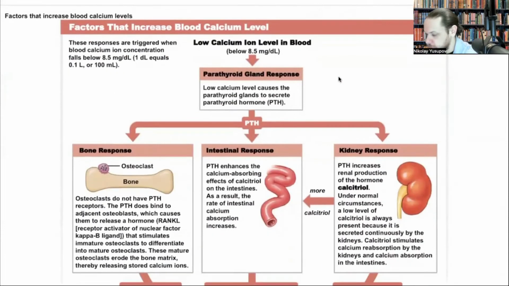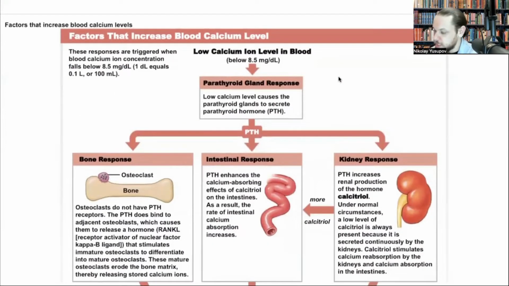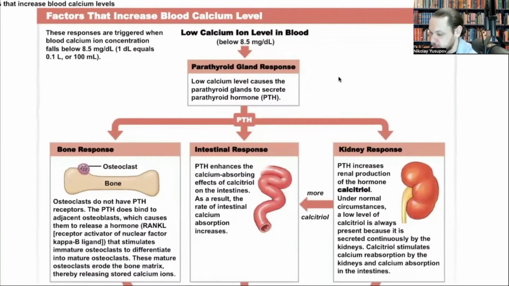So here they give you an example. They say low calcium ion levels in the blood, for example 8.5 milligrams per deciliter. And we said 9 to 11 milligrams per deciliter is your normal range, if you want to remember it. So here we have 8.5. So your body says, okay, I have low calcium level in my blood. I have to find other ways to basically replenish those stores.